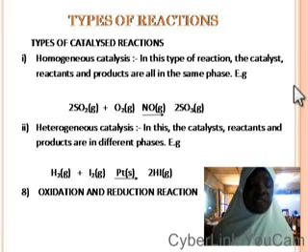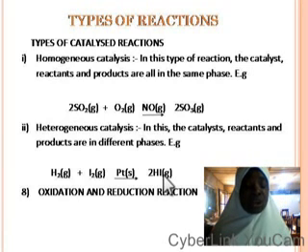Now, look at the examples I've given below. Here is under homogeneous catalysis. If you look at it, the reactants, the catalyst, and the product are all gases. Now, if you look at the heterogeneous catalysis, the reactants are gases, the catalyst is a solid, while the product is also a gas. So they are in different phases. So that is that on catalytic reaction.